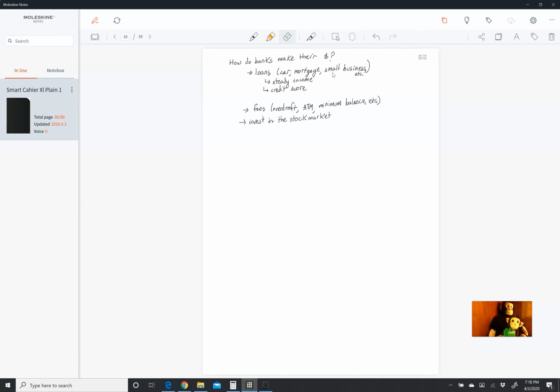So all of this is about reliability. That's what the steady income is. That's what the credit score is. Credit score shows a history of reliability. The steady income says that you have a future of reliability.